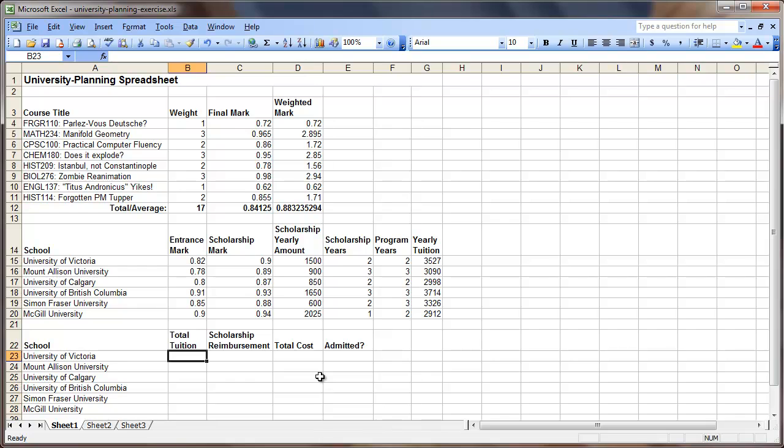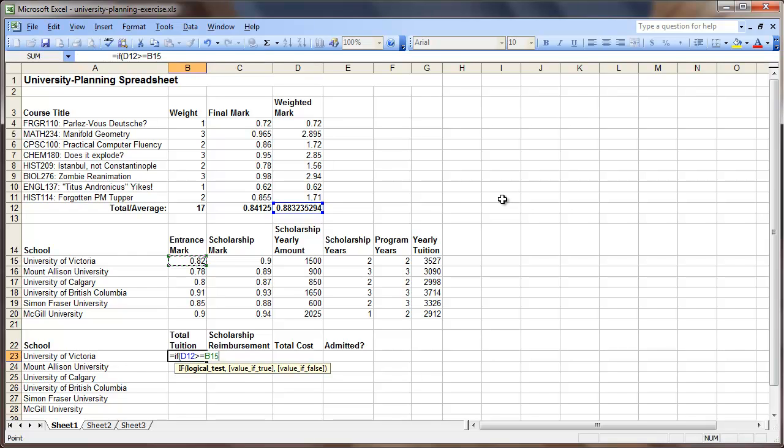So we're going to make a decision here. If our mark is greater than the entrance mark, I need the if function. The wonderful if function. So equals if, open parentheses. It will give me a hint as to what I need to do. The logical test will be something that is either true or false. It's always going to be a comparison. It's going to use greater than, less than, equals, greater than or equal to, less than or equal to, or not equals. In this case, I want to check that my final weighted average is greater than or equal to, I'll use equal just in case I should come out to be exactly the same mark, University of Victoria's entrance mark.